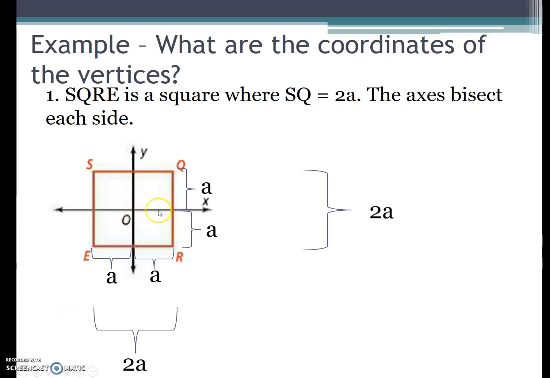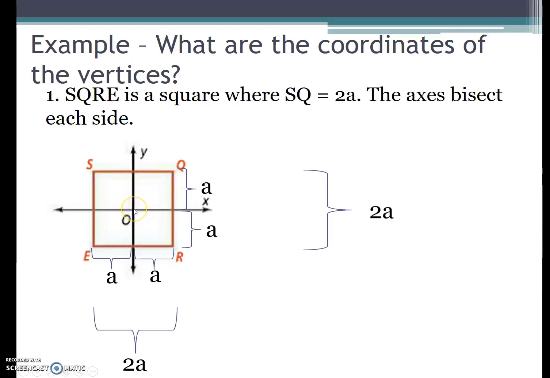Because we know a is some number, just a placeholder, like the number 5. So if this is length 5, and then I'm going up length 5, I can identify that as 5, comma 5. Well, instead of the number 5, I'm generalizing it with the letter a. So if I'm going over a and up a, that means this point Q has to be (a, a).